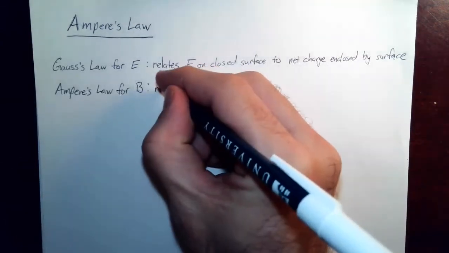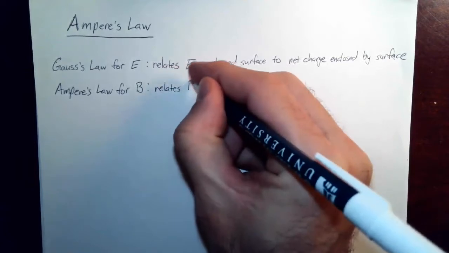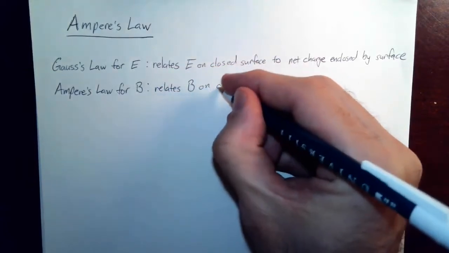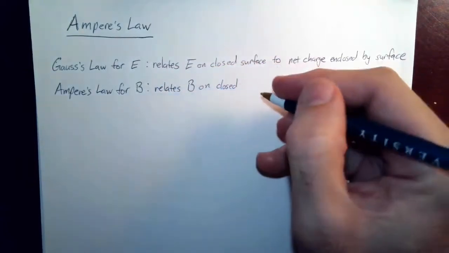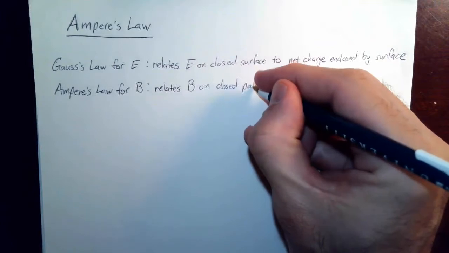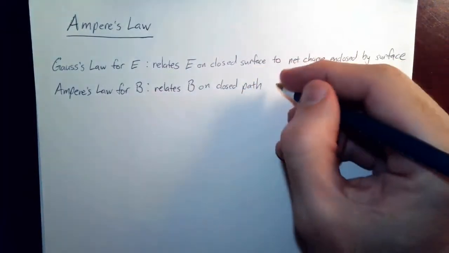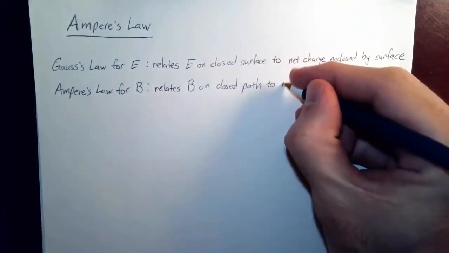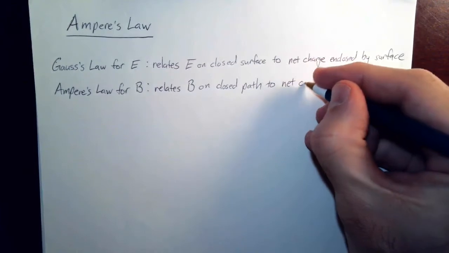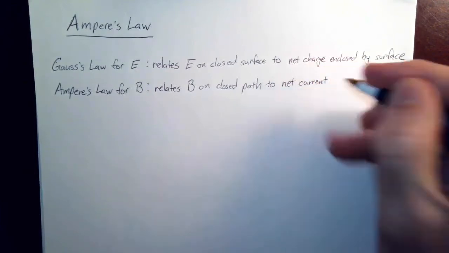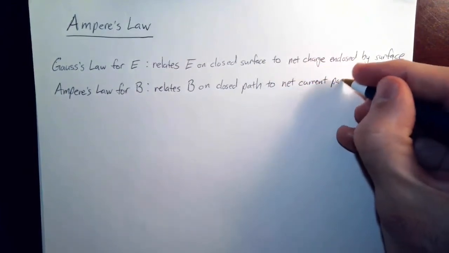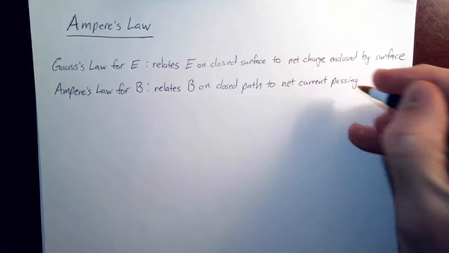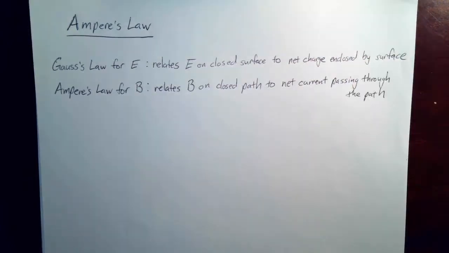What it does is it relates the magnetic field on a closed, and this time instead of a surface, it's a path. And I'll get into more details about what that is. And it relates it to not the net charge, but the net current that passes through that path. Okay, so you can see the similarities. They're used in very similar ways, but there's some important differences.